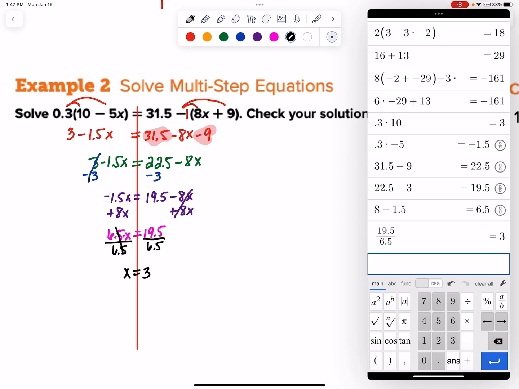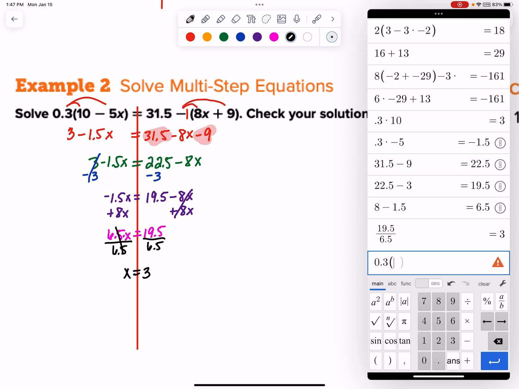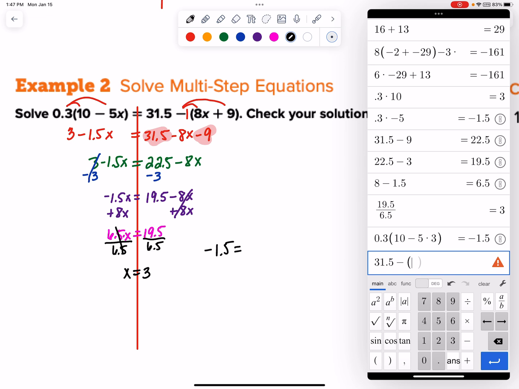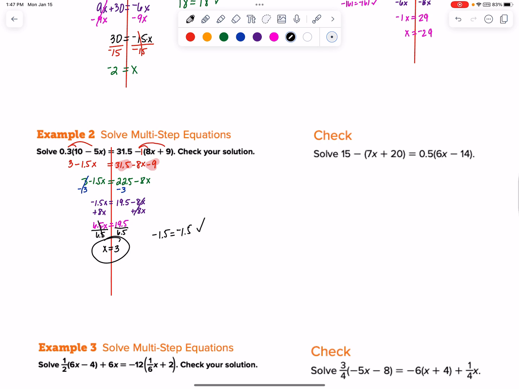All right, let's do our check, which is the annoying part, but it's got to be done. So let's just do it real quick. 0.3 times the quantity of 10 minus 5 times 3, close parentheses, and we get a -1.5, and let's hope it is equivalent to the other side. 31.5 minus the quantity of 8 times 3 plus 9, close parentheses, and we have a -1.5. We are good. That checks out.